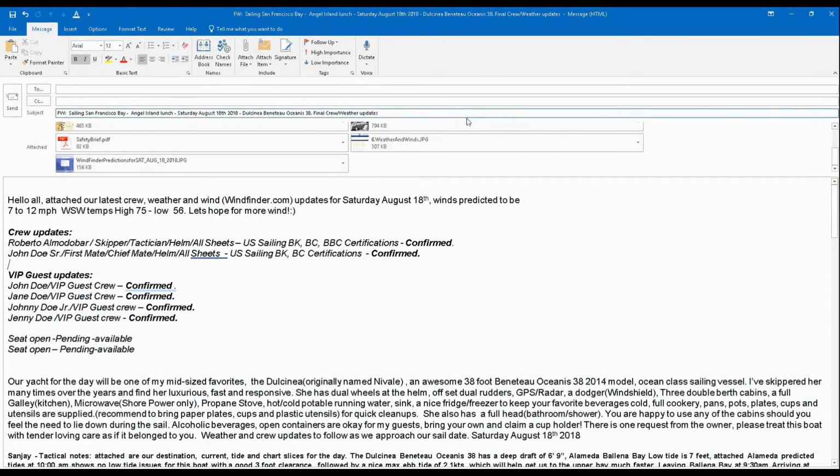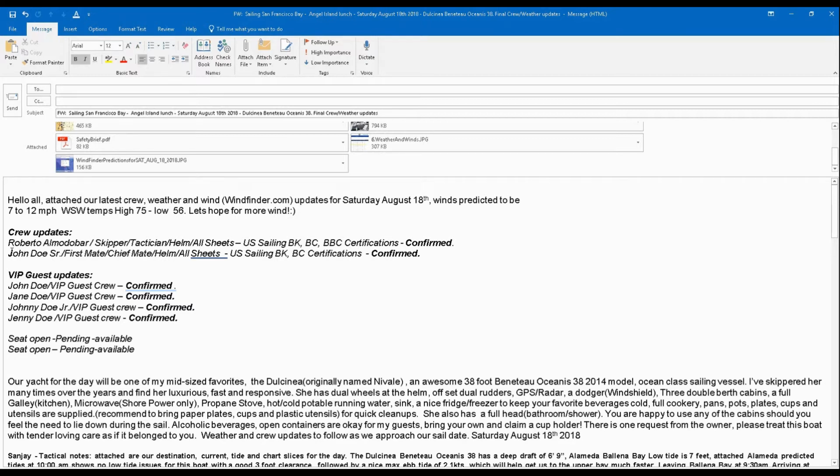Okay, so this is an example of a standard email format that I use to communicate to my crew and the guests that are going to be on this particular charter. Basically, I include all this information that we've covered up here in these attachments, what the latest winds and weather are showing, which we saw was 7 to 12 miles from the west-southwest. Any crew updates.